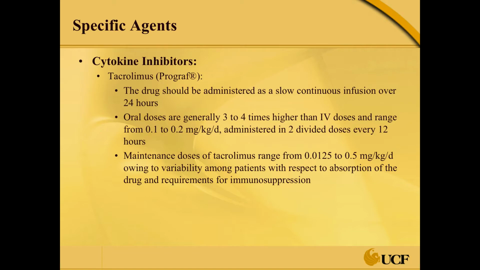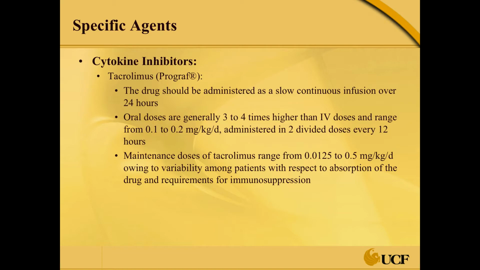The drug is given as a slow continuous infusion over about 24 hours, and the oral dose is about 3 to 4 times higher than the IV dose, and it ranges from 0.1 to 0.2 mg per kg per day, and it's administered in 2 divided doses every 12 hours. The maintenance therapy for this drug ranges from 0.0125 to 0.5 mg per kg per day, and that's because there is extreme variability of absorption among patients, and also because patients respond differently to the various doses of tacrolimus.